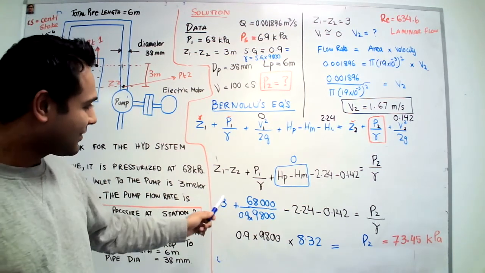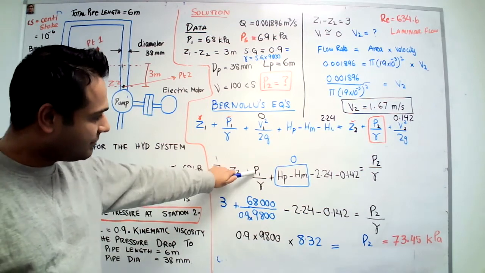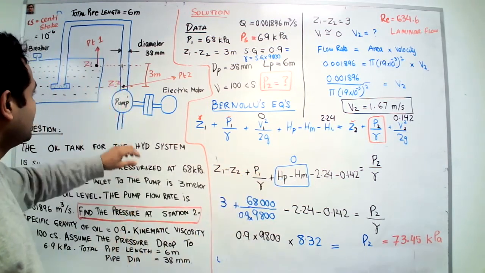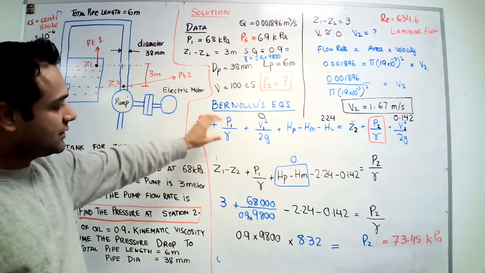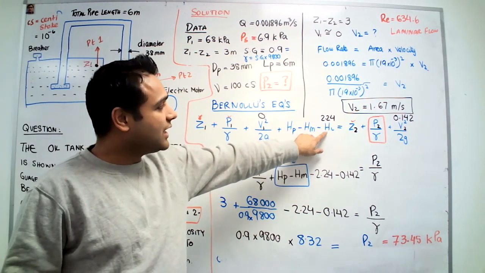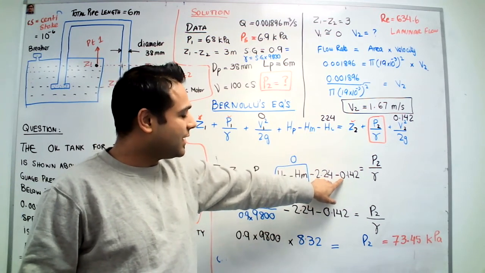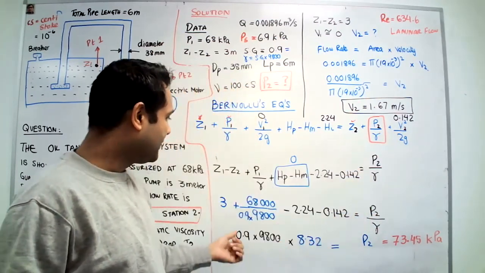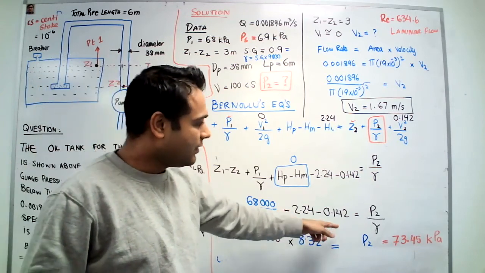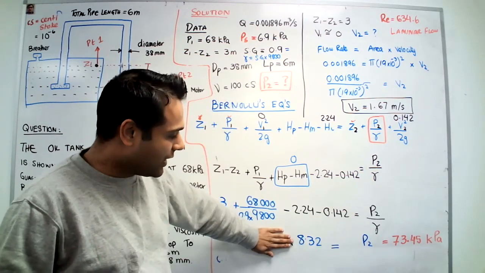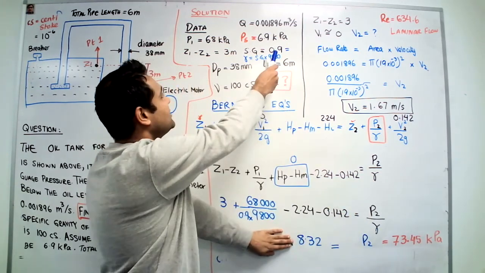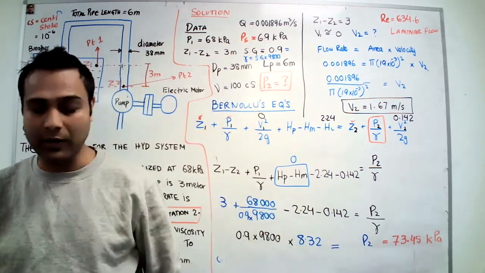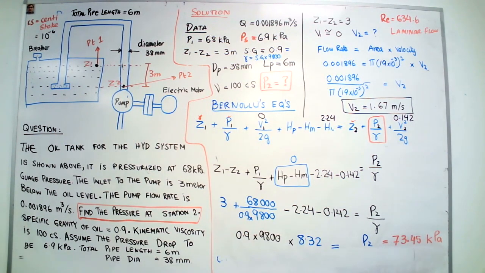Okay, so we got the Z1 minus Z2, which is 3, then P1 over gamma. P1 is 68 kilopascal. HP minus H naught, because they are at the same level, so that's 0. There's no head loss. We found the HL 2.24. We got this value 0.142, which is from here, and that's equal to P2 over gamma. Then we put that in the equation straight away. We got P2 over gamma as 8.32. The gamma is specific weight times 9,800, and that will give us the pressure P2, which is 73.45 times 10 to the 3, and you can convert that into kilopascal.